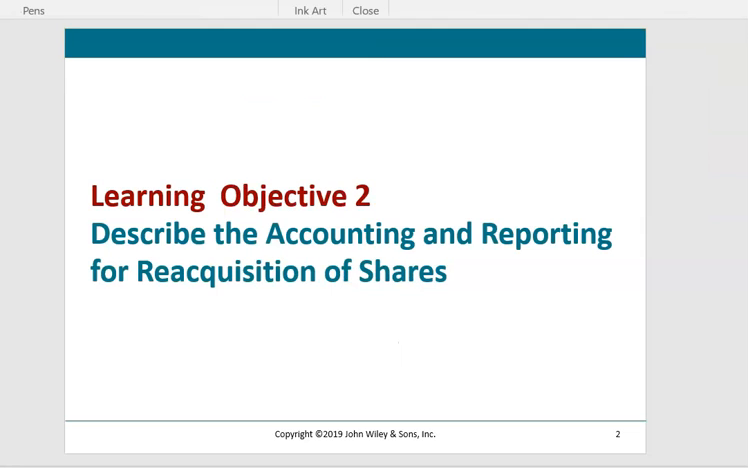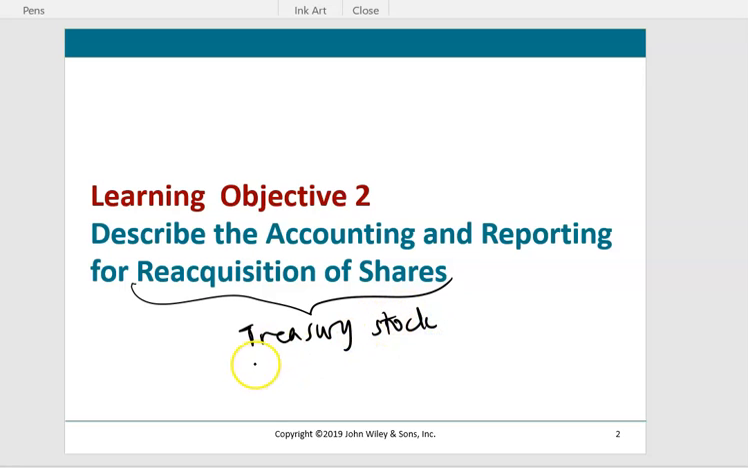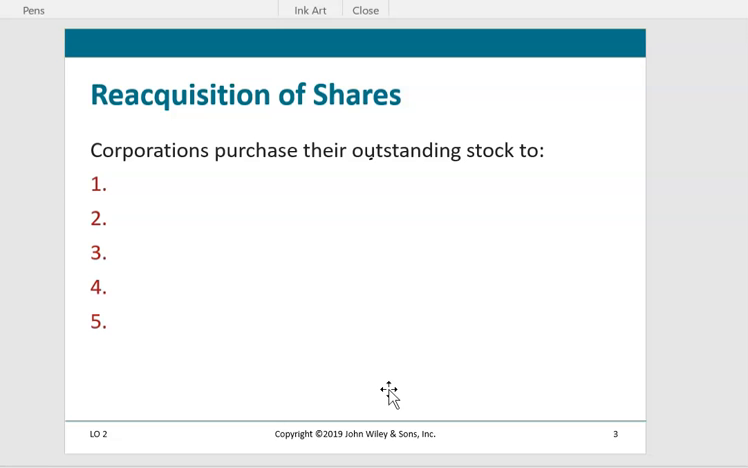Let's begin by discussing the accounting and reporting for the reacquisition of shares. This is a term we would more commonly state as treasury stock or stock buyback, or stock repurchase. Remember that when a company buys its own outstanding shares from existing investors, they are no longer outstanding, and this is a reduction in stockholders' equity. But let's begin by talking about some reasons why companies purchase their outstanding stock.